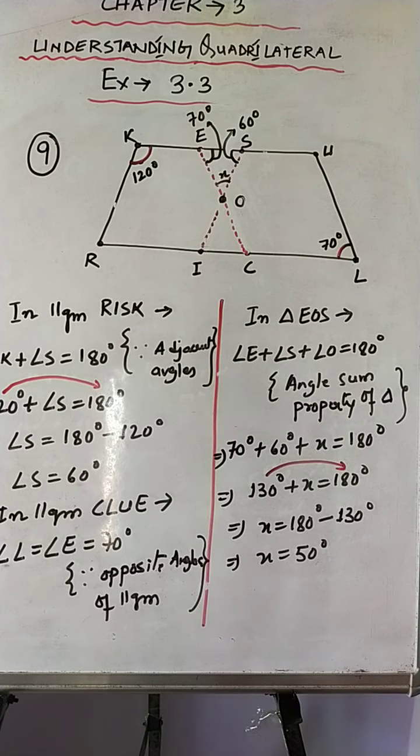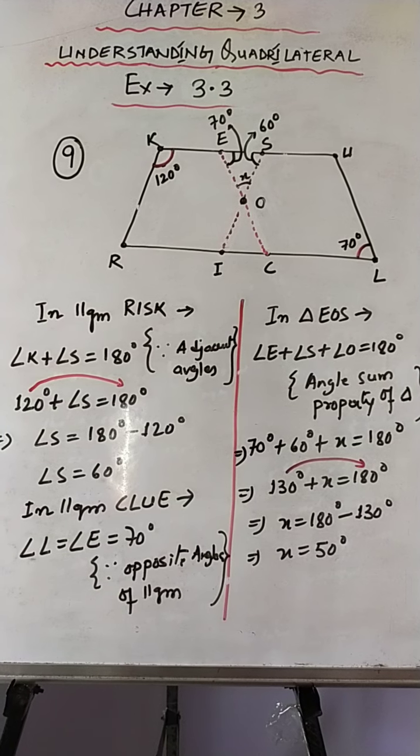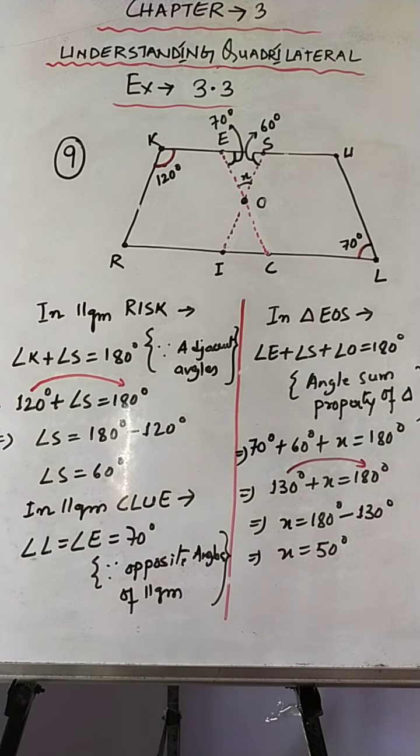Okay. So this is the solution of sum number 9, students. I hope you all have understood the sum properly. Yes, now I guess it is totally visible. Okay, now we'll move on to sum number 10.